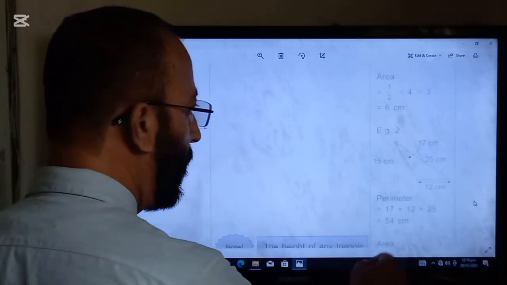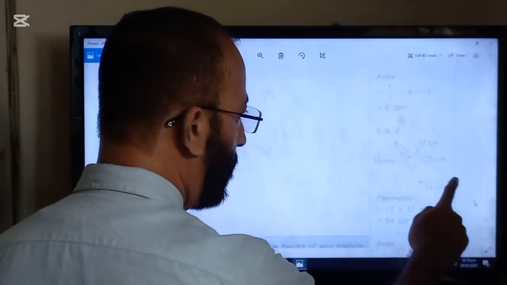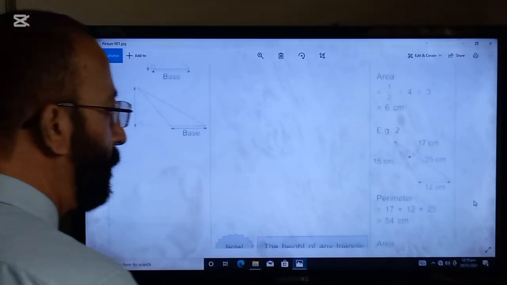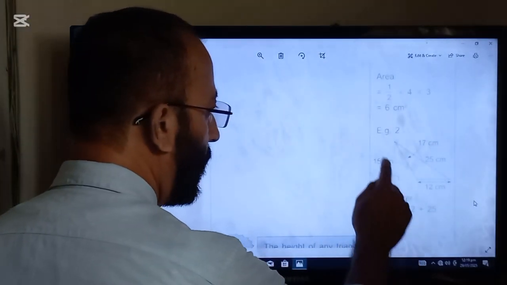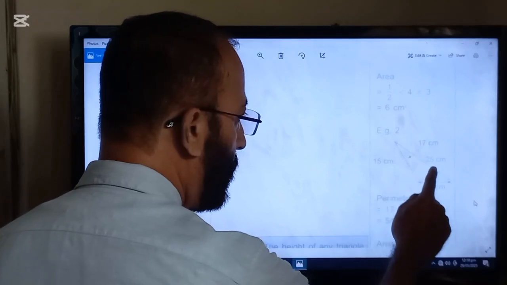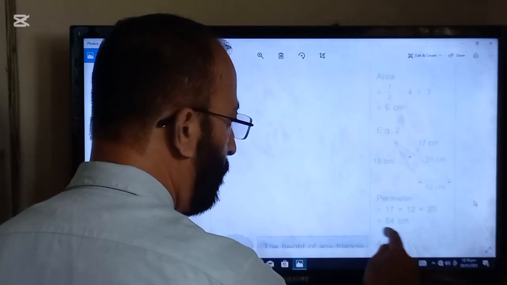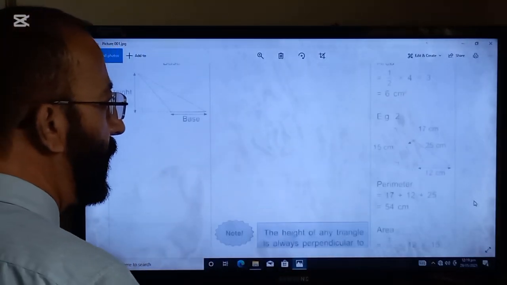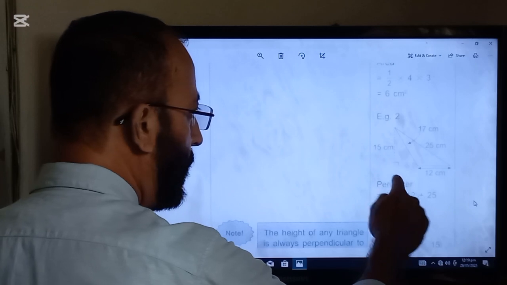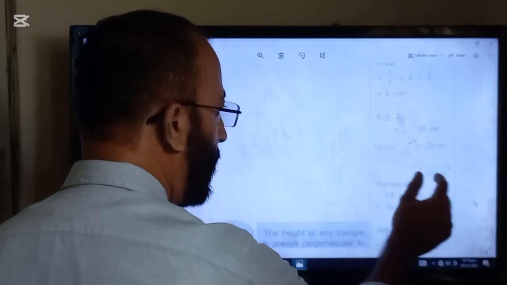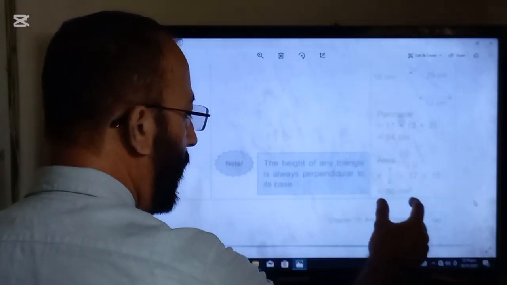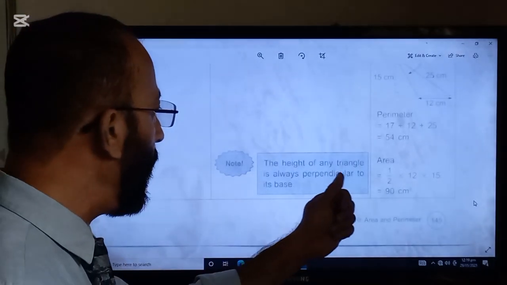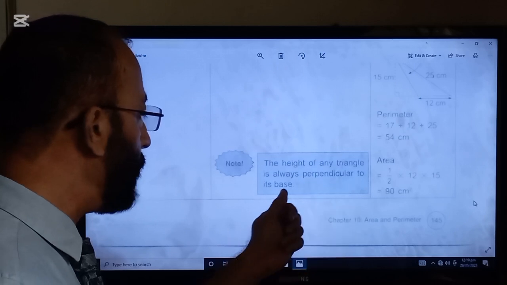Here is another example. This side is 17, this is 25, this is 12, and this side is 15. So first we will find the perimeter of the triangle. Here is the triangle that is having sides 17, 25, and 12. These sides will be added. We will get the answer, that is the perimeter. And the area. Here is the height and here is the base. So 1 by 2 into 15 into 12 will give us the area of the triangle. Here is a note. The height of any triangle is always perpendicular to its base.